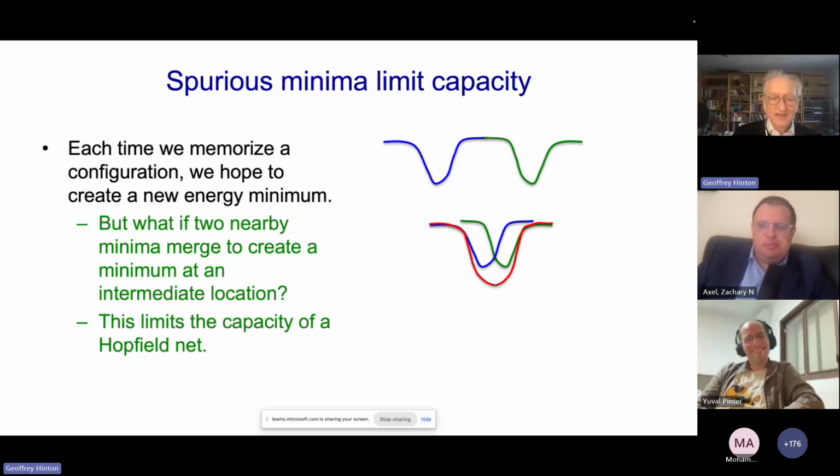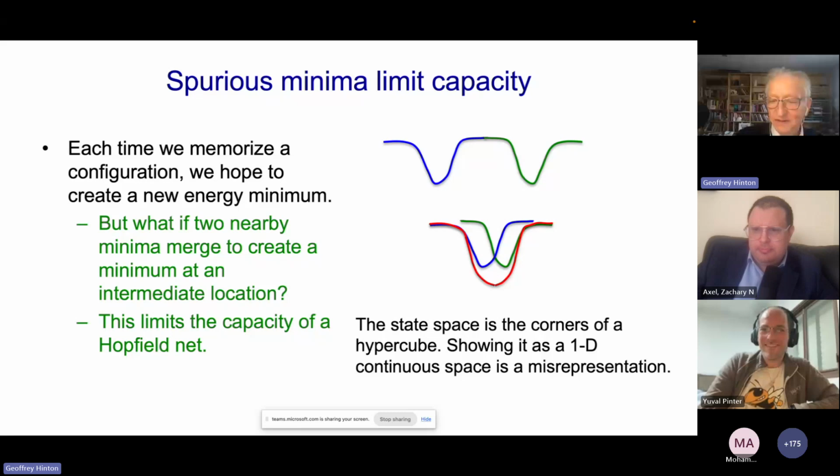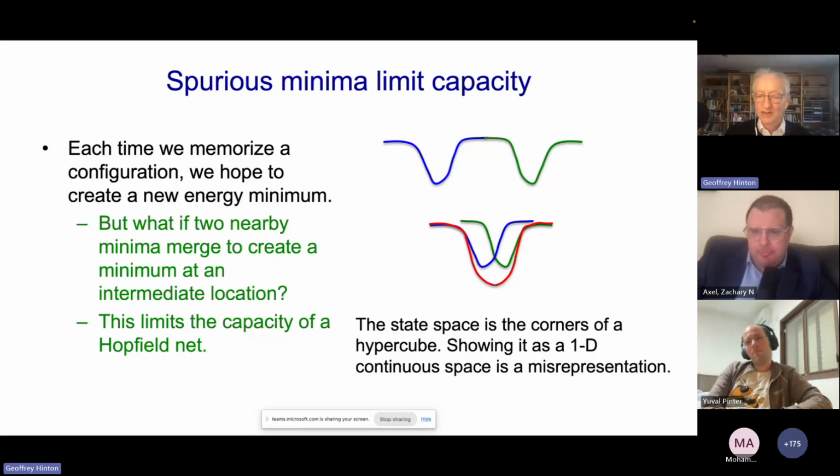So this limits the capacity of the Hopfield net. And actually that picture's very bad because the state space of a Hopfield net is the corners of a hypercube. If there's n neurons, there's an n-dimensional hypercube, and the different configurations are the corners of that hypercube. And so showing the state space as 1D like this is misleading, but you get the point. If you have 2 similar memories, when you store them, you might actually get the average of those 2 memories being better than either memory.